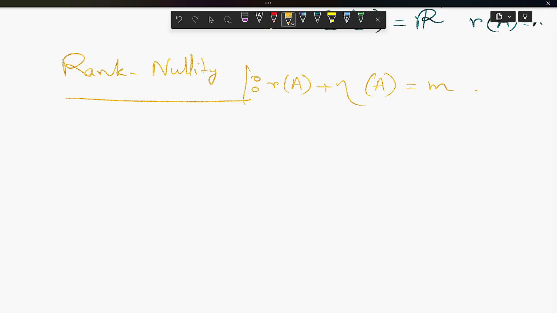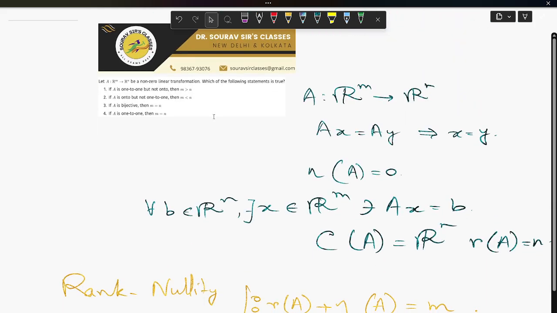Okay. So statement A was telling us that if A is 1 to 1 but not onto, then m is greater than n.